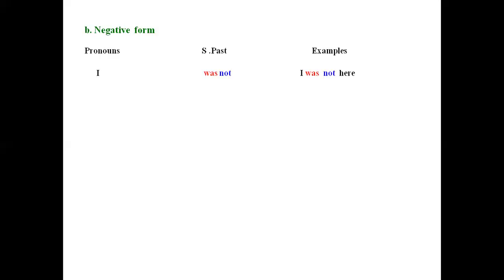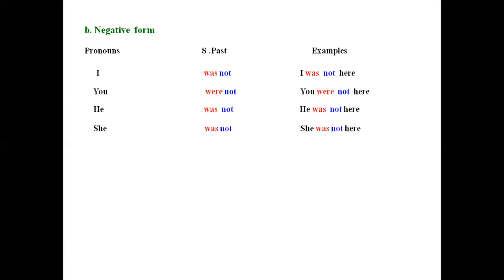Of course, we need to start with the pronoun plus the verb in the simple past plus not, the negative form, and plus the rest of the sentence. Example, I was not here. With you, you were not here. With he, he was not here. With she, she was not here.